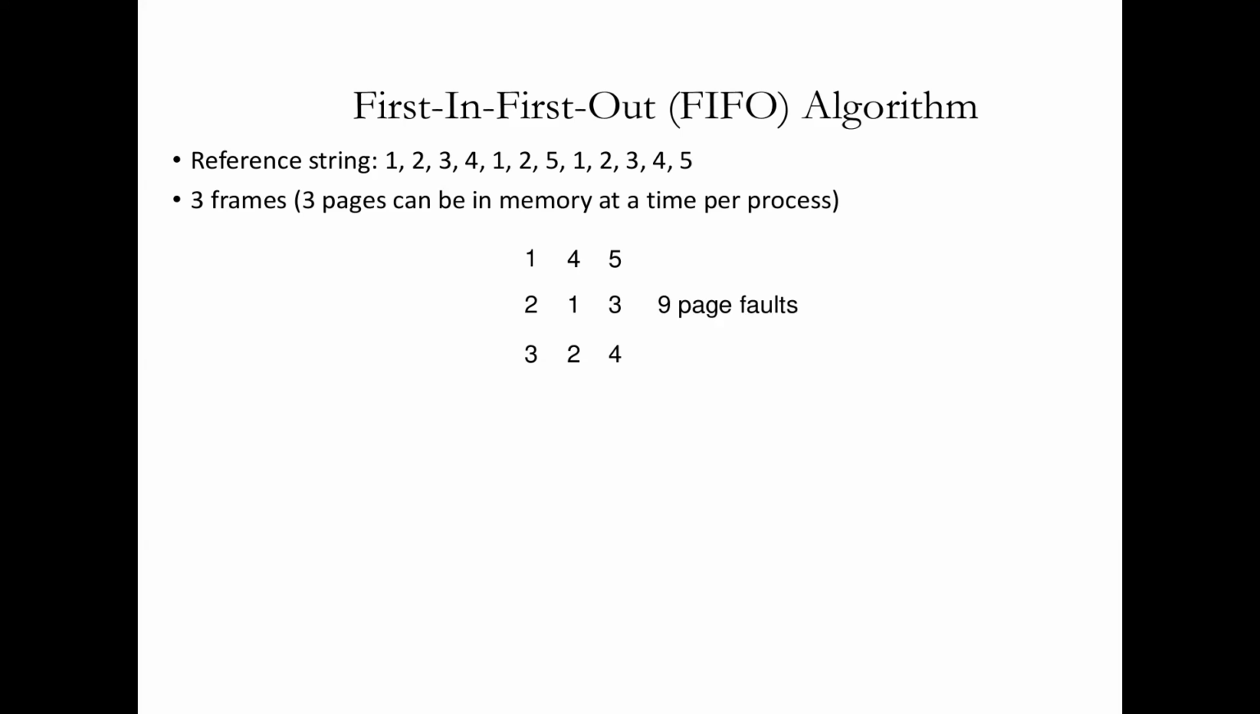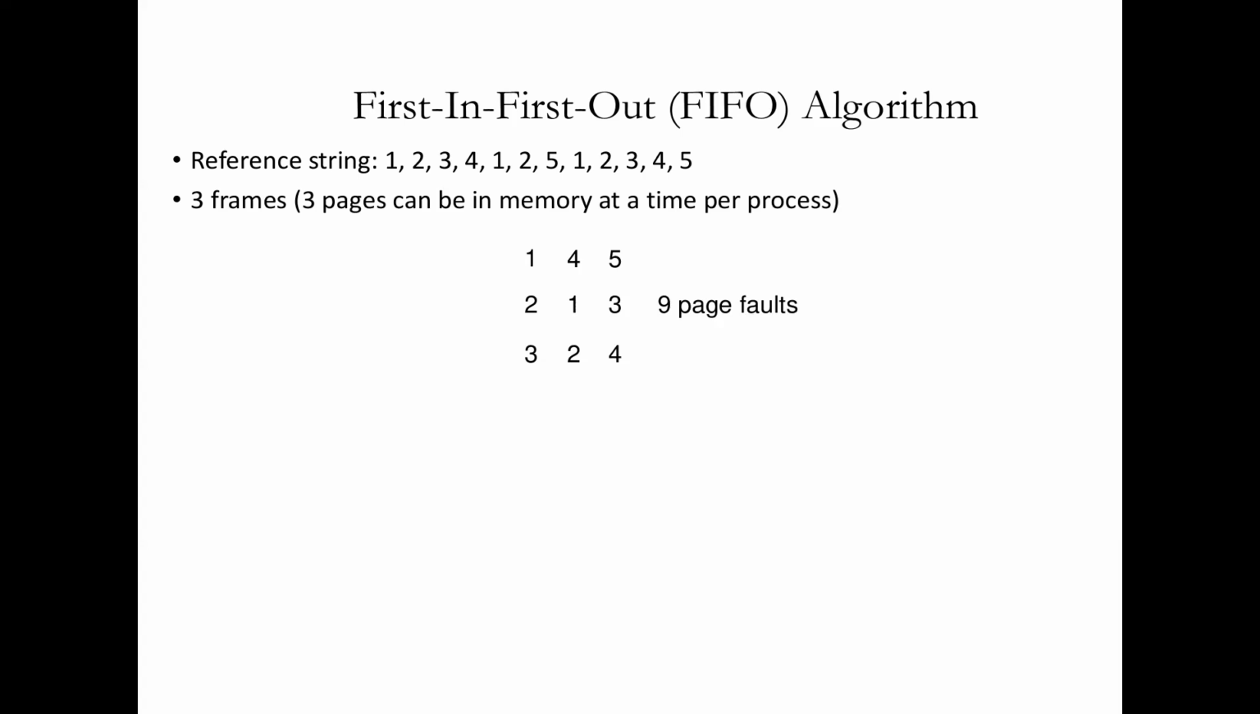So let's say in the first case we have 3 frames. So that means 3 pages can be in memory at a time, right? Just for the sake of this example. So we bring in 1, 2, 3. That's the first column, right? Now, how many page faults are we going to get for 1, 2, 3? Well, because they were not in memory previously, we already get 3 page faults. So for the initial page faults, we count them.